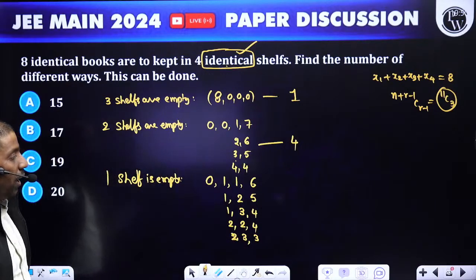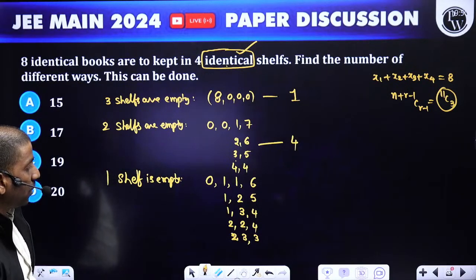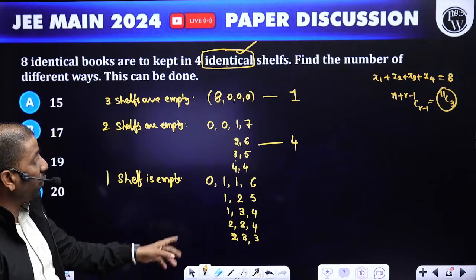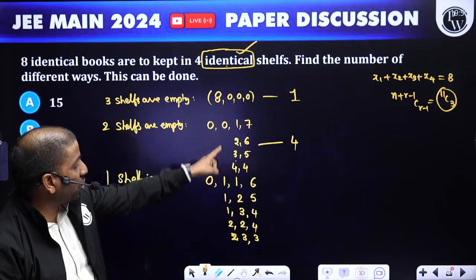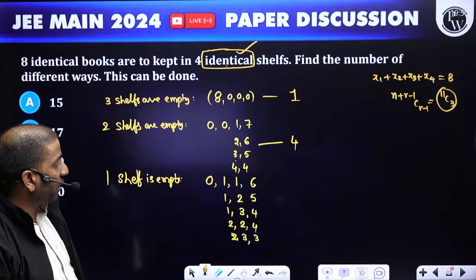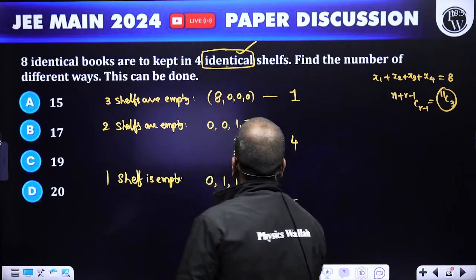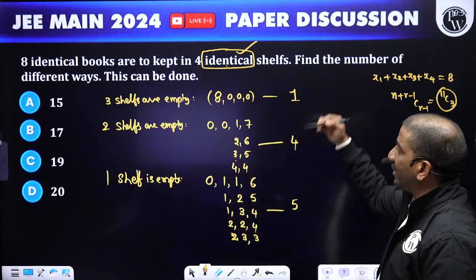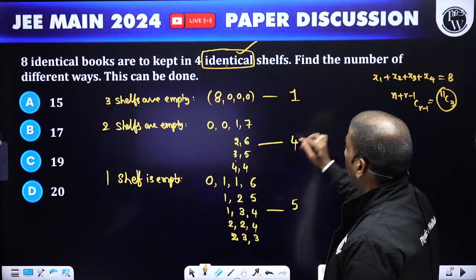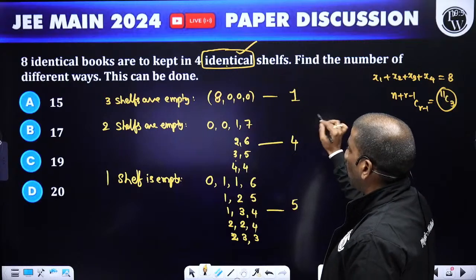So what is the other case? We can write 4, 4, but then it would be 0, 0 — we can't write it. Correct? So how many cases? 3, 4, 5: 5 cases. These are 5 cases. So in total 5 plus 4 plus 1, 10 cases. Now, the last one is no shelf empty.